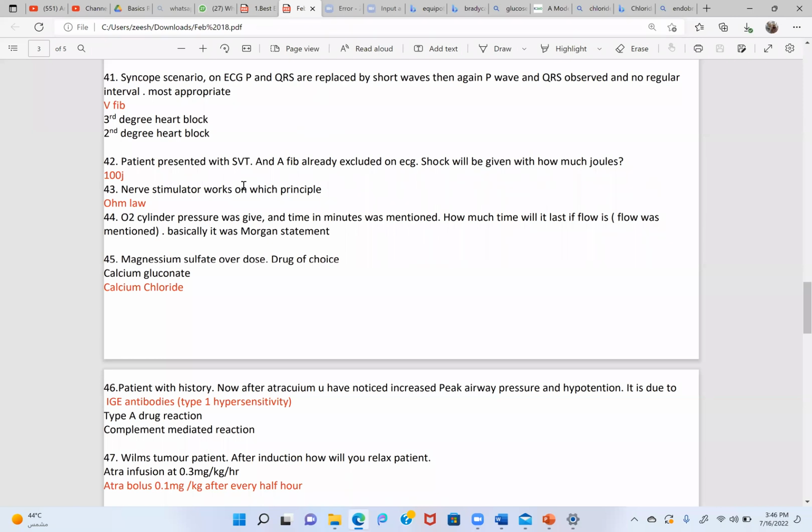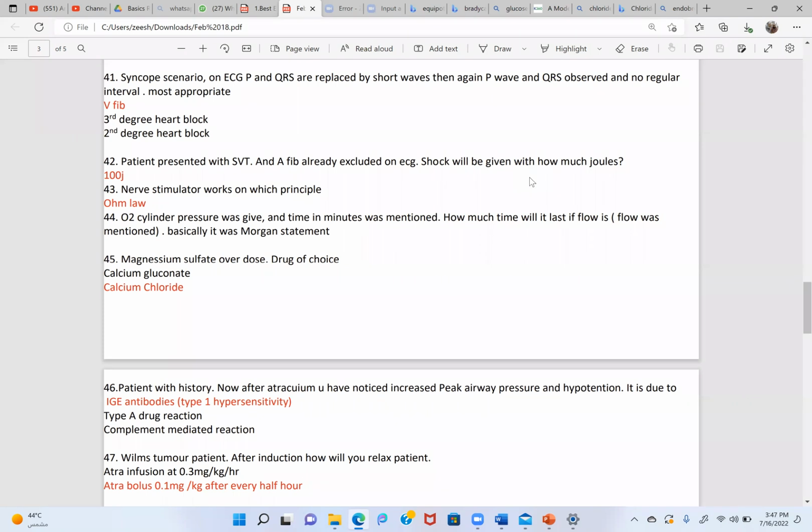They have written here, P replaced by short waves, then Q, again P wave. Yes, your answer, it may be third degree. You are absolutely right. Thanks for correcting. Thank you. So SVT and AFib are already excluded on the ECG.